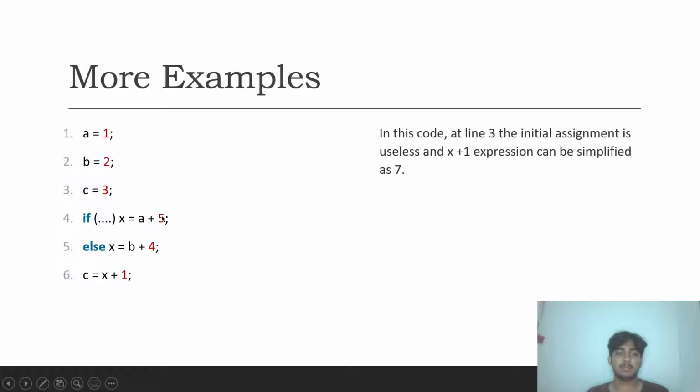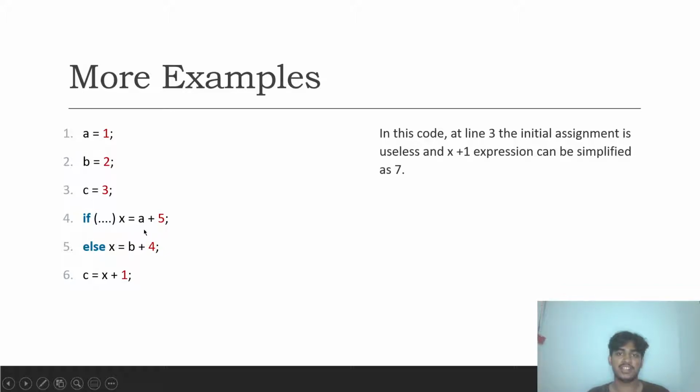Instead of writing a plus 5, can I write a equal to 1, so x equal to 1 plus 5, or can I write x equal to 6? I can. That will make my program easier. In the same way, x equal to b plus 4, b equal to 2. So can I write 2 plus 4? I can. So x equal to 6. Notice, so if condition x equal to 6, else condition x equal to 6.